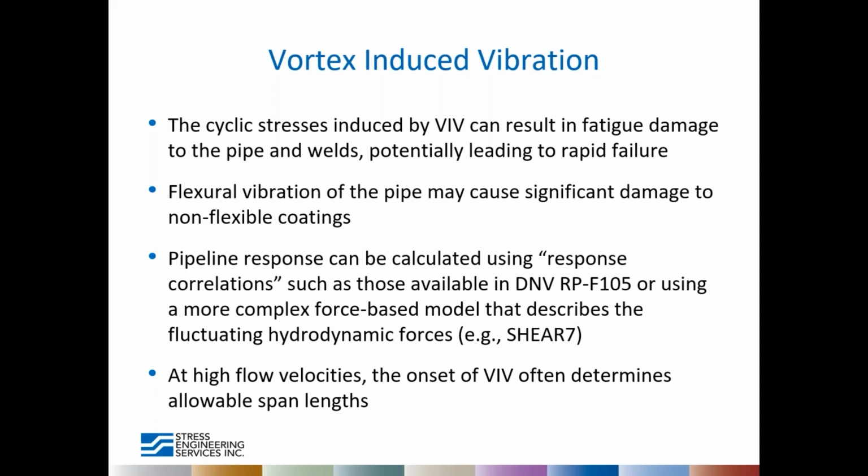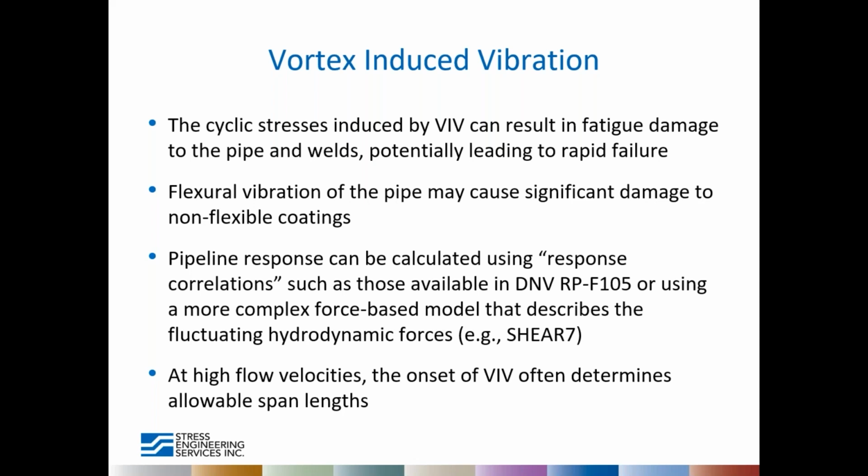Also, flexural vibrations, pipe bending, can cause significant damage to brittle coatings. If you have concrete on a pipe and you start flexing it back and forth, the concrete's just not going to last very long. We calculate the response of the VIV by a couple different methods, one of which is using response correlations. There's also a more complex force-based method where you actually calculate the lift and apply it to the spring of the pipe to calculate the motion based on fluctuating hydrodynamic forces. And you can use either one of these methods. In some cases, one is more accurate than the other, but a lot of times your unknowns are so high that accuracy is questionable in the first place. So you're just looking for ballpark.